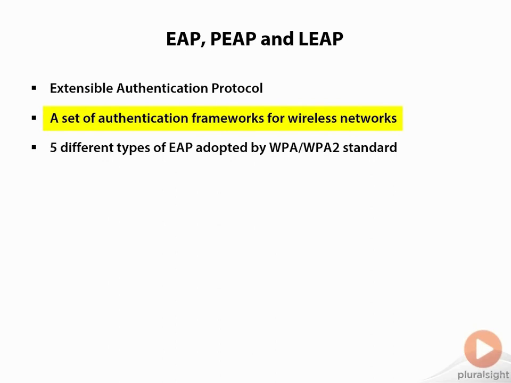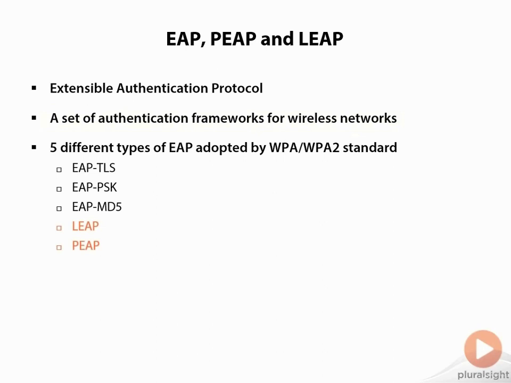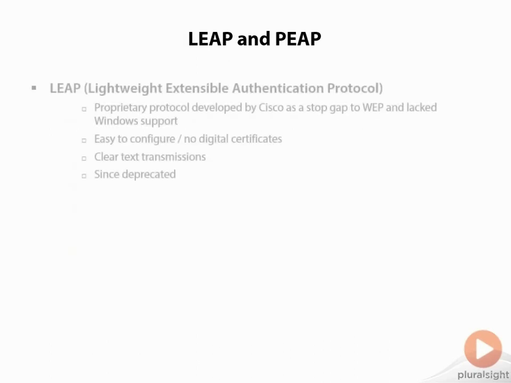Now, what you need to understand, again for the exam, is that there are 5 different types of extensible authentication protocol that are in existence. Basically 2 that we need to know for the exam, okay, that are adopted by the WPA and the WPA2 standard. So we have EAP with TLS, we have EAP with pre-shared key, and we have EAP with an MD5 hash. Okay, those 3 have been deprecated. The 2 that we need to be aware of are LEAP and PEAP. All right, so let's cover that in a little more detail.